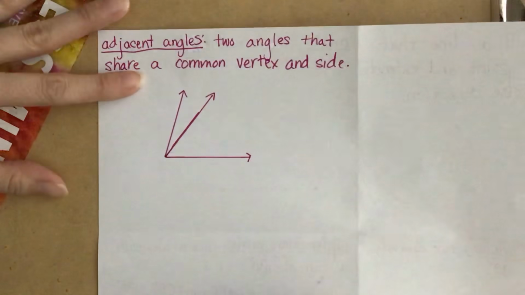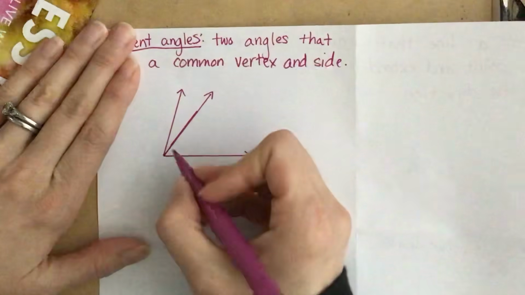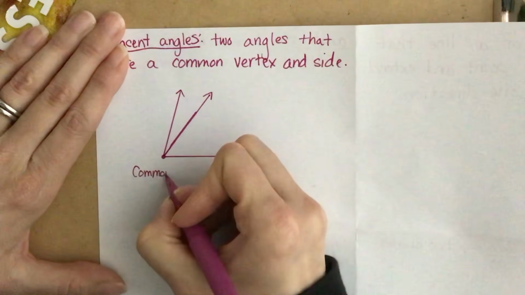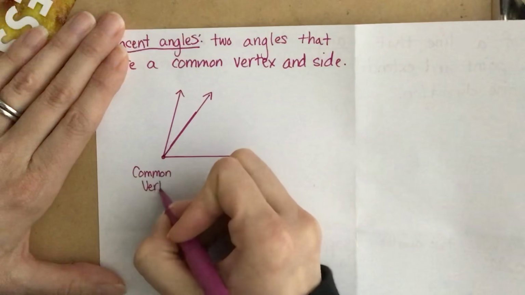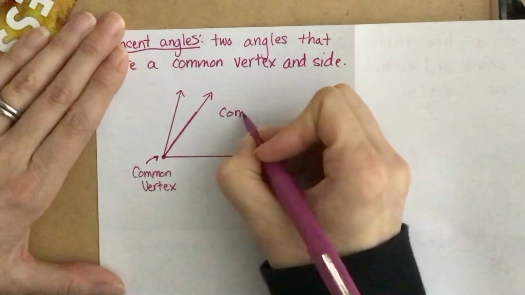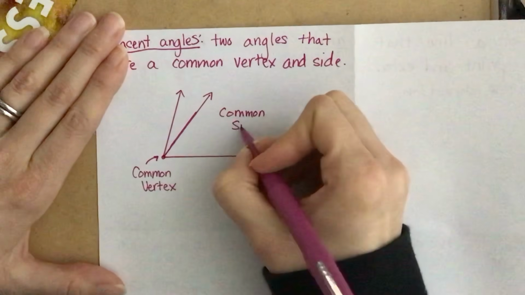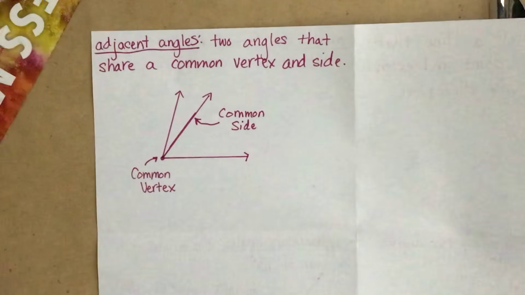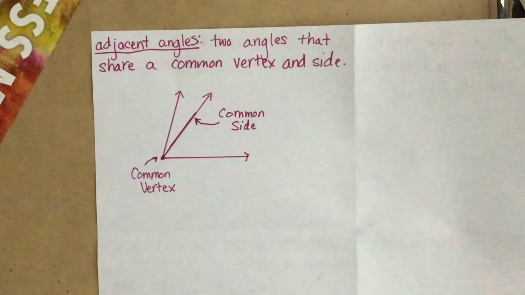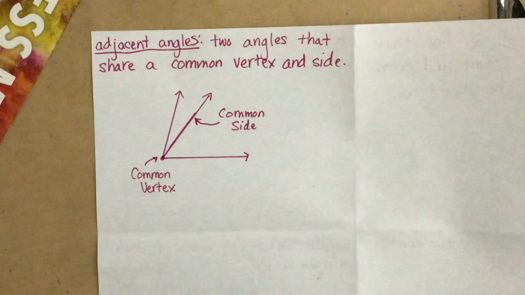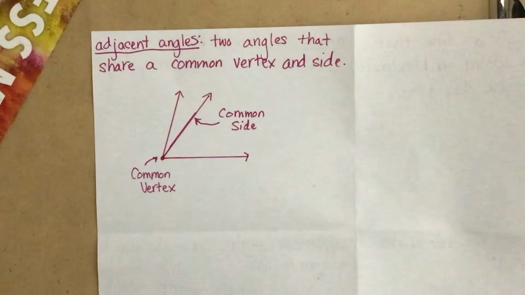Okay, so here's our adjacent angles. Notice that they have a common vertex. And a common side, right there. Okay, so go ahead and hold on to this vocabulary foldable. You're going to want to have it out when you're doing the video lessons related to this topic. And we're going to add to it over the next couple of days.